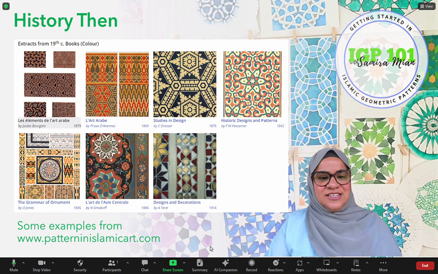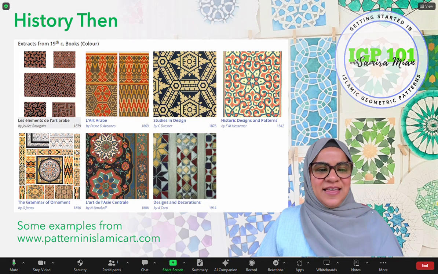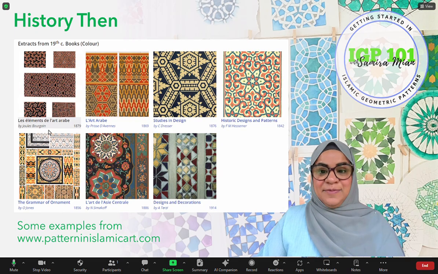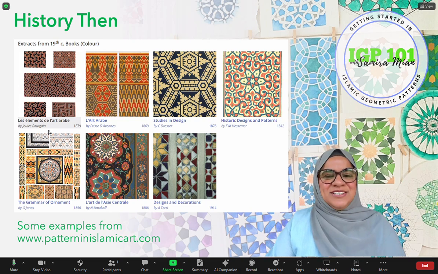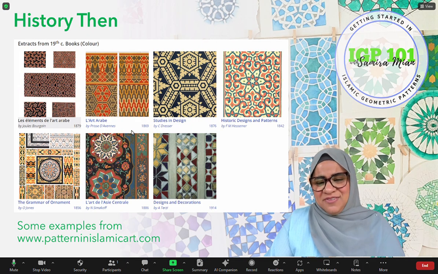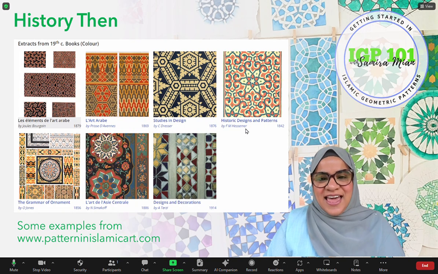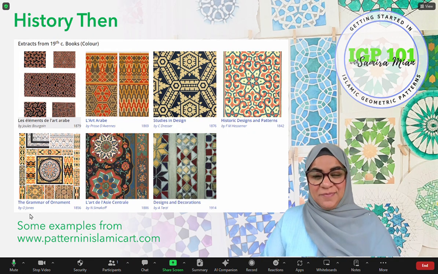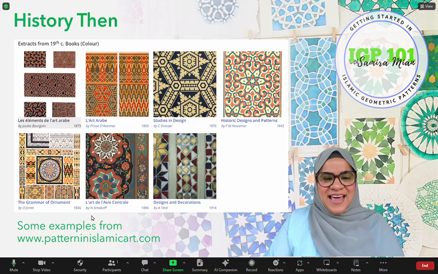So here are some examples of these European explorers and the books that they created. If you look at the dates first, so 1879 and different dates in the 19th century and then one in the 20th century. But these are key players that recorded all these patterns. So Bourgoin, Prisse d'Avennes, my French is terrible, Dresser, Hessemer, Owen Jones, who is basically the backbone of the V&A Museum, Simakov, and Terzi.